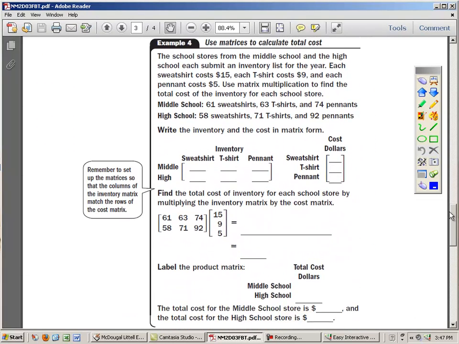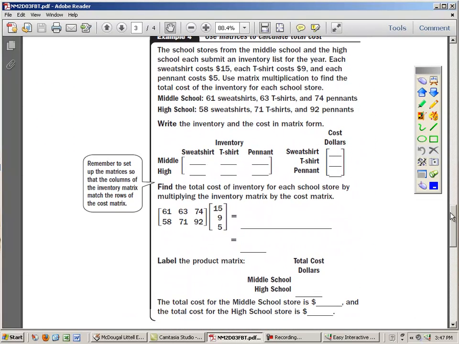So, the school stores from middle school and high school each submit an inventory list for the year. Each sweatshirt costs $15, each t-shirt costs $9, and each pennant costs $5. Use matrix multiplication to find the total cost of the inventory for each school store. So for the middle school, they have 61 sweatshirts.